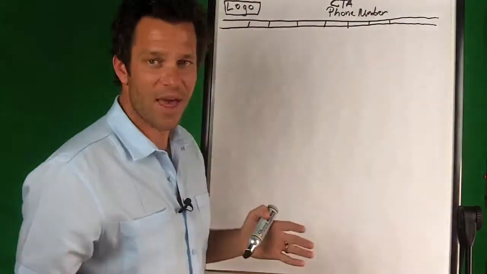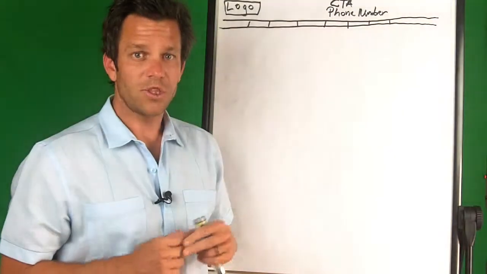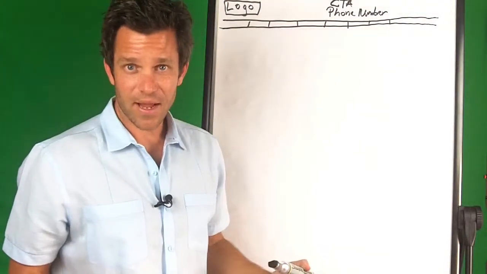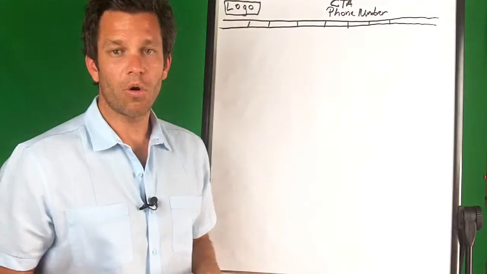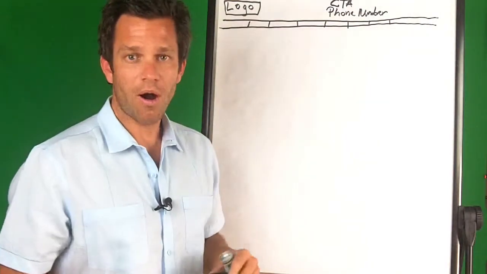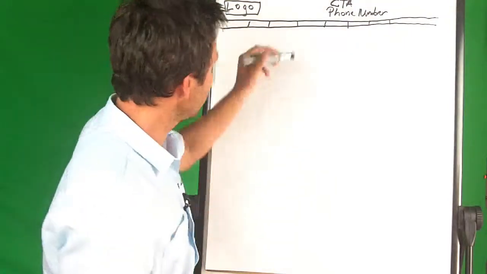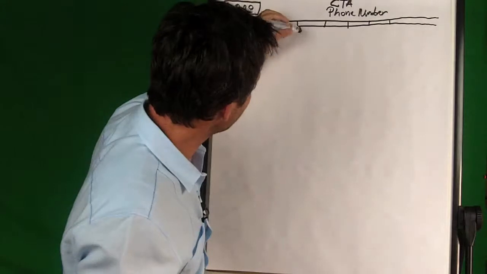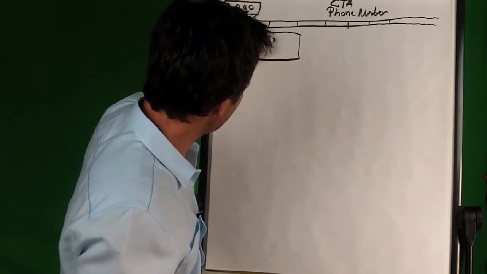Now, directly underneath that, the next thing you want to have is a video. Now, the video should be less than 90 seconds in length, and it should present an offer to your visitor. So you should tell them who you are, how you can help them, and what you want them to do next. So let me go ahead and draw a video box here. And write video.